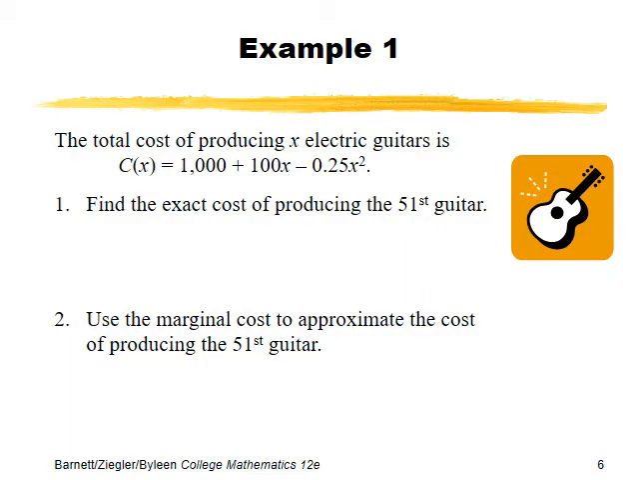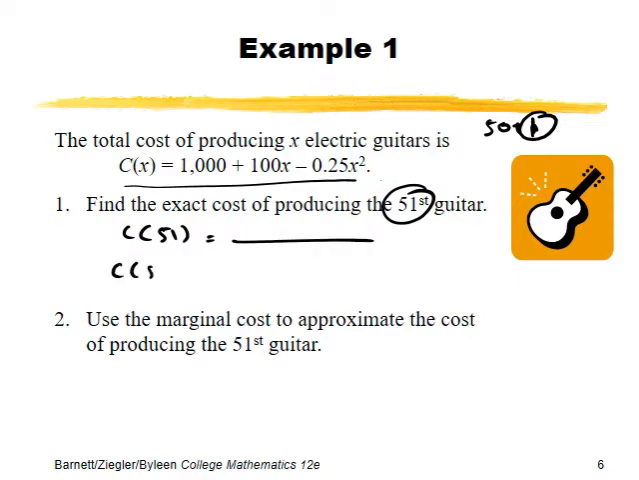We can take an example. If the total cost of producing x electric guitars is this, then what is the cost of producing x plus 1 guitars? Or find the exact cost of producing the 51st guitar, this extra guitar. So simply we will substitute c of 51 into this function and c of 50 into this function, and we will subtract c of 50 from c of 51, and we will get the cost of producing the 51st guitar.